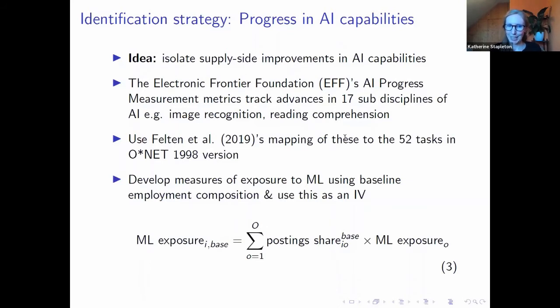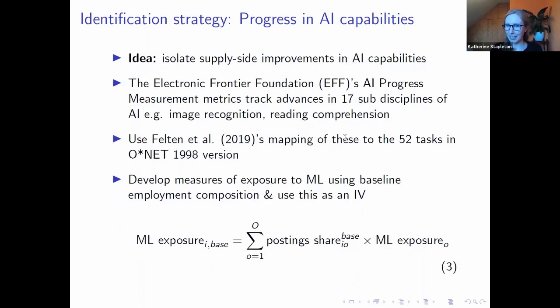So I'm specifically using measures developed by Felton et al., where they have taken this data set from the Electronic Frontier Foundation, which has measured and mapped advances in very specific sub-disciplines of AI, for example, image recognition or reading comprehension, and how they've developed over time using things like academic articles or groundbreaking patents and specific advances in those industries. Then what Felton et al. have done is mapped these to the occupations most likely to be conducting those tasks, to then create measures of how much different occupations have been exposed to these advances in AI over the past 5 years.